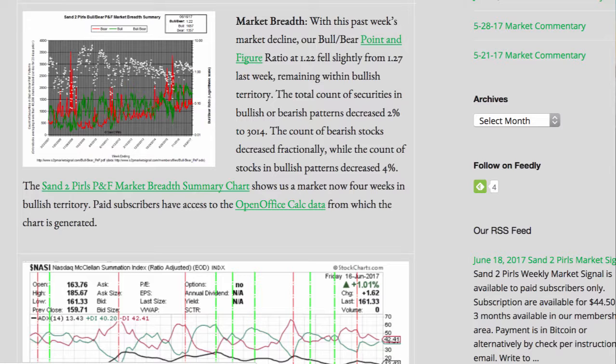from 1.27 last week, remaining within bullish territory. The total count of securities in bullish or bearish patterns decreased 2% to 3,014. The count of bearish stocks decreased fractionally, while the count of stocks in bullish patterns decreased 4%. The Pirls PNF Market Breadth Summary Chart shows us a market now 4 weeks in bullish territory.